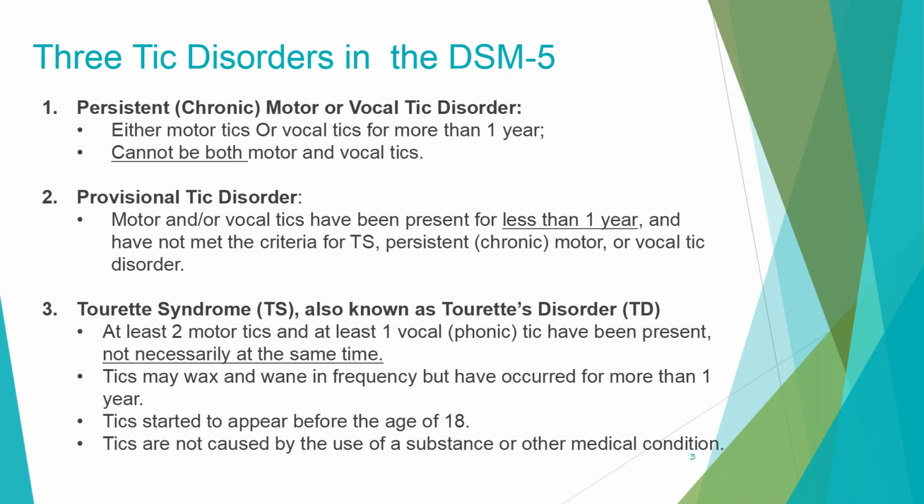What we're going to be talking about today are the symptoms for Tourette syndrome, which is also known as Tourette disorder. In order to be diagnosed with Tourette syndrome, you have to have 2 or more motor tics and at least 1 vocal or phonic tic, and it has to be present for longer than a year, but not necessarily occurring all at the same time. They have to wax and wane in frequency and occur before the age of 18, and they can't be attributed to another cause, a medical condition, or substance abuse.